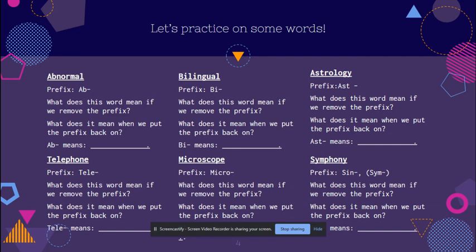So telephone, microscope, and symphony are all going to be ones that they do independently. And so let's head on over to Michael and learn what activity we're going to do to apply this.